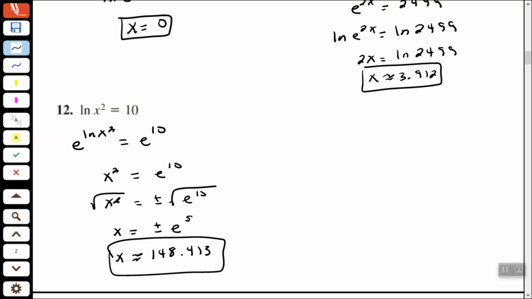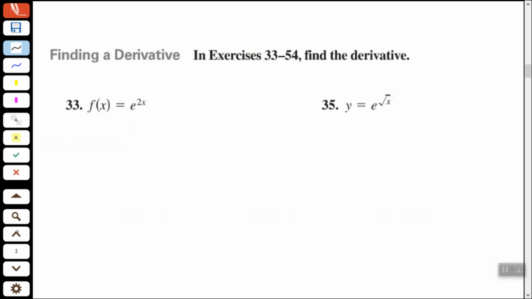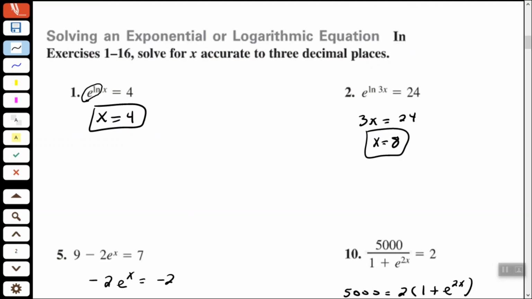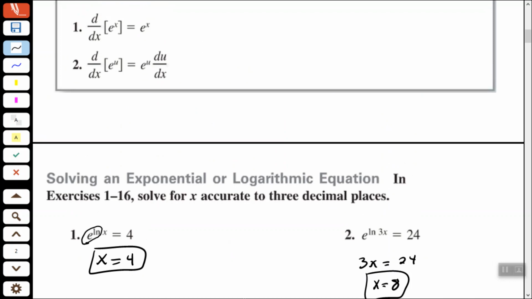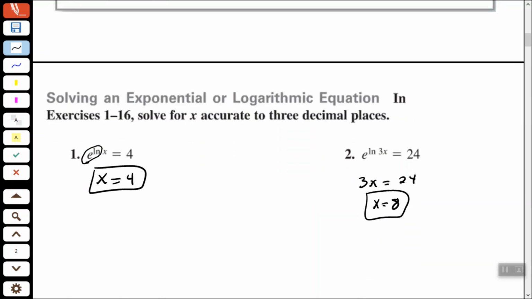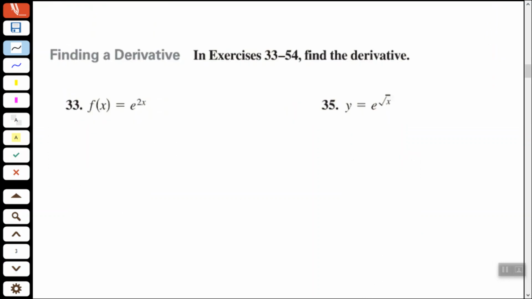Okay, let's look at the derivative. So again, we said that our derivative, if we scroll back up here a little bit, derivative of e to the u is equal to e to the u du/dx. Now, if it's just e to the x, then the derivative is e to the x. All right. This is e to the 2x. So let's let u equal 2x. Therefore, du/dx equals 2.